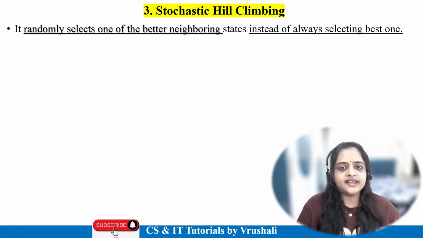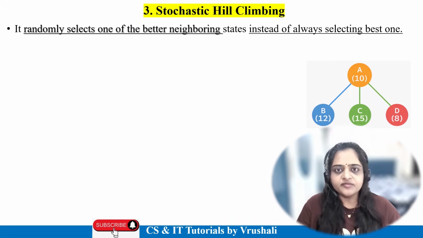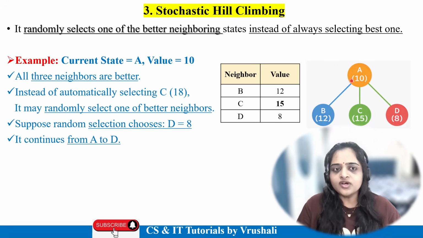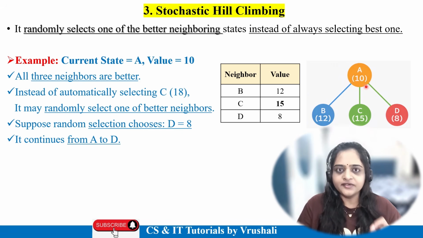Now the third one is stochastic hill climbing. Stochastic hill climbing is just a theoretical approach. It chooses a random value to provide a better neighboring state. See here in this example, suppose your current state is A and the value is 10. Now you have to find a better state from this A. So it explores all the nodes like B, C and D, and the stochastic hill climbing algorithm selects any one node randomly.